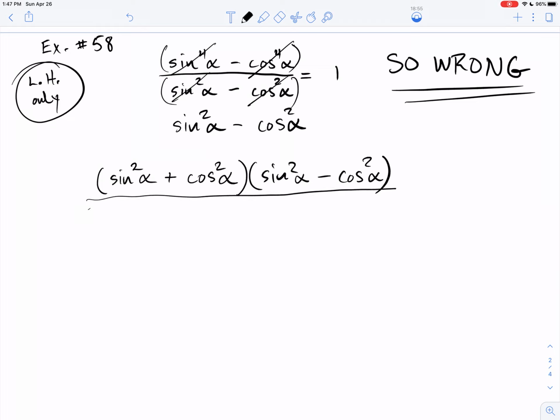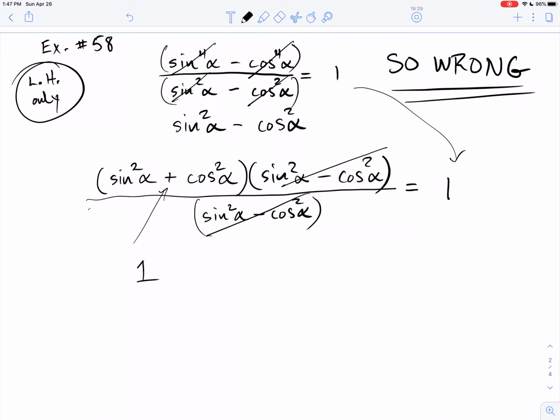Now look at the bottom part. The bottom part was this, and I could put it in parentheses if it makes my brain happier. Now I have a binomial that matches exactly top and bottom. What is it supposed to equal? It's supposed to equal 1. And it does, because this right here is a fundamental identity. I have sine squared alpha plus cosine squared alpha. That equals 1. What's it supposed to equal on the right-hand side? 1. I say that I am done.